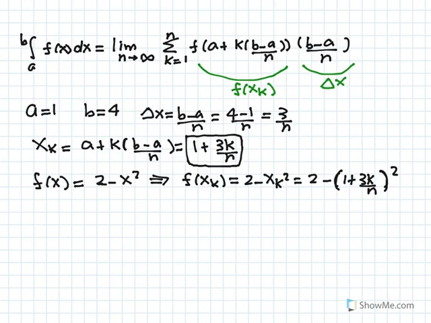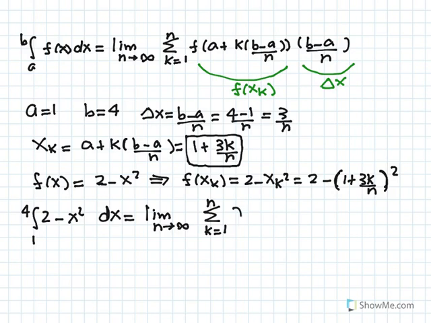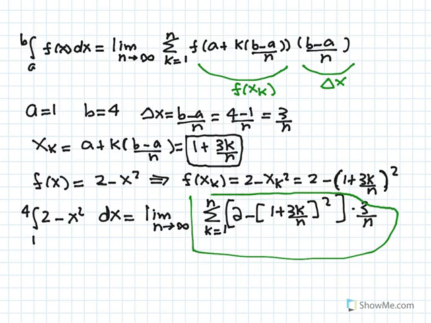All right, so the integral from 1 to 4 of 2 minus x squared dx is equal to the limit as n approaches infinity of the sum, k goes from 1 to n, of 2 minus (1 plus 3k over n) all squared times 3 over n. So all of this is Rn, the right-hand Riemann sum. And we're going to take the limit of Rn as n goes to infinity to find the exact value of the definite integral.